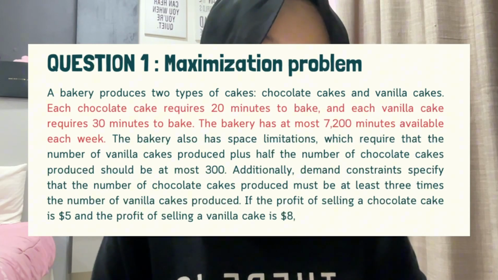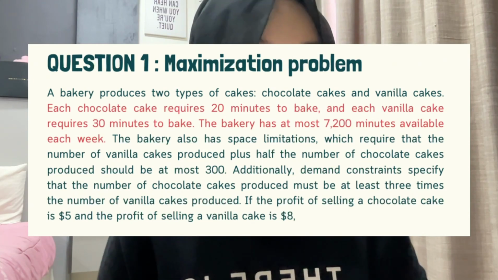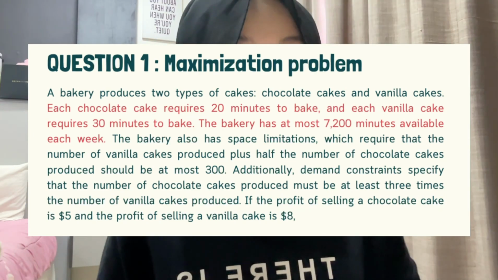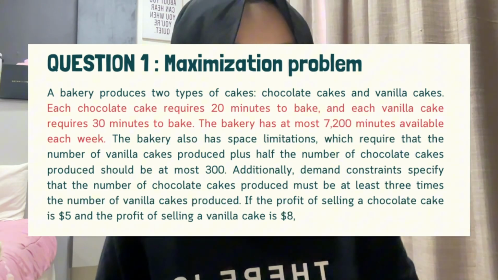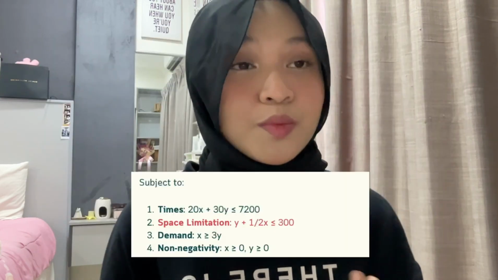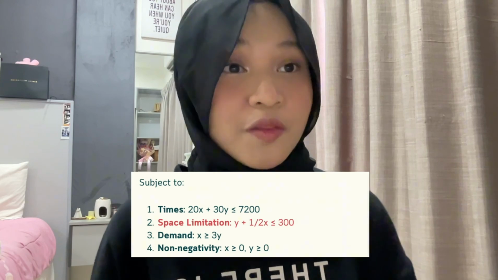Now let's identify the constraints. We have 4 constraints. The first is the baking time constraint, where each chocolate cake needs 20 minutes and each vanilla cake needs 30 minutes to produce. The total available baking time per week is 7,200 minutes. The second is the space constraint, where the number of vanilla cakes plus half the number of chocolate cakes should not exceed 300. We write it as y + 1/2 x ≤ 300.